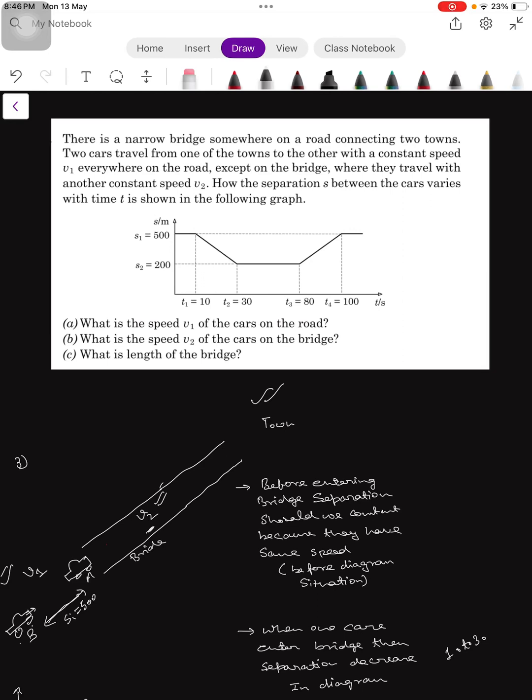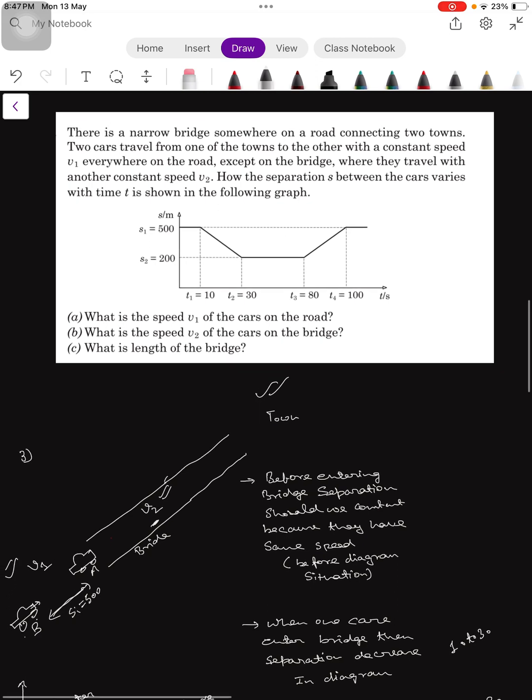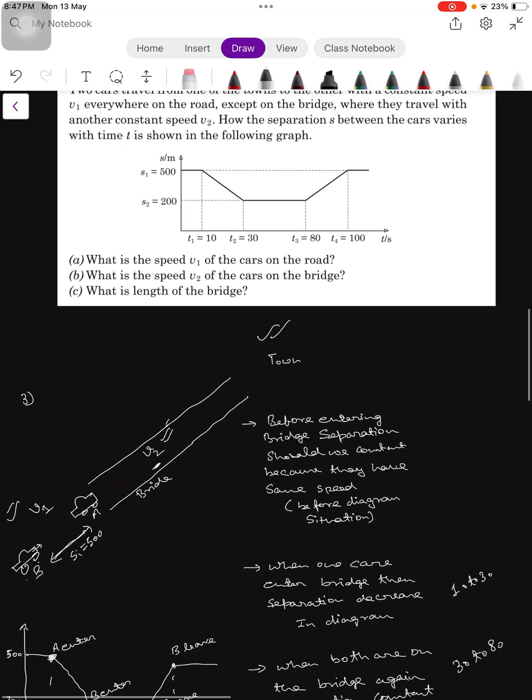Two cars travel from one of the towns to the other with a constant speed v1 everywhere on the road, except on the bridge where they travel with another constant speed v2. How the separation between the cars varies with time t is shown in the figure. What is the speed v1 of the cars on the road? What is the speed v2 of the cars on the bridge? What is the length of the bridge?